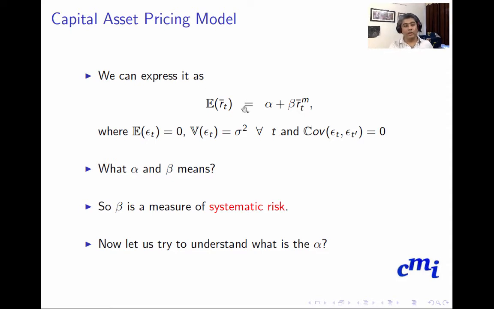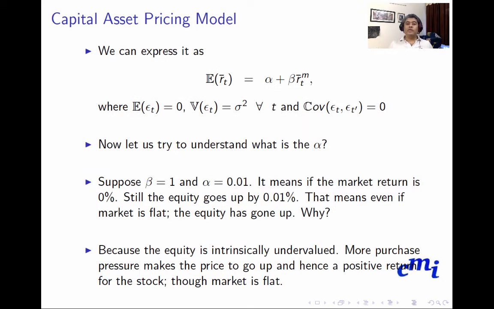Now let us try to understand what alpha means here. Suppose beta is exactly 1, and alpha is 0.01. It means if the market return is 0%, the equity still goes up by 0.01%. What does it mean? Even if the market is flat, with market return very close to 0 or 0, the equity has gone up by 0.01%. Why? Because this equity is intrinsically undervalued.